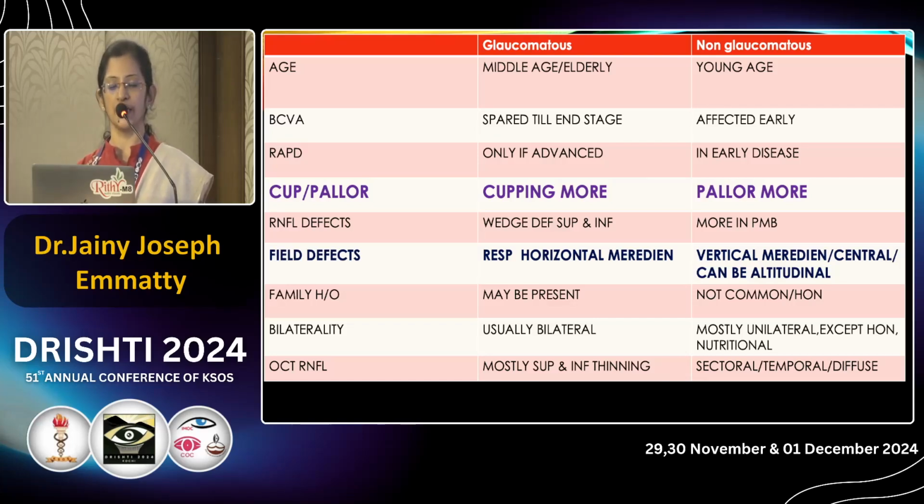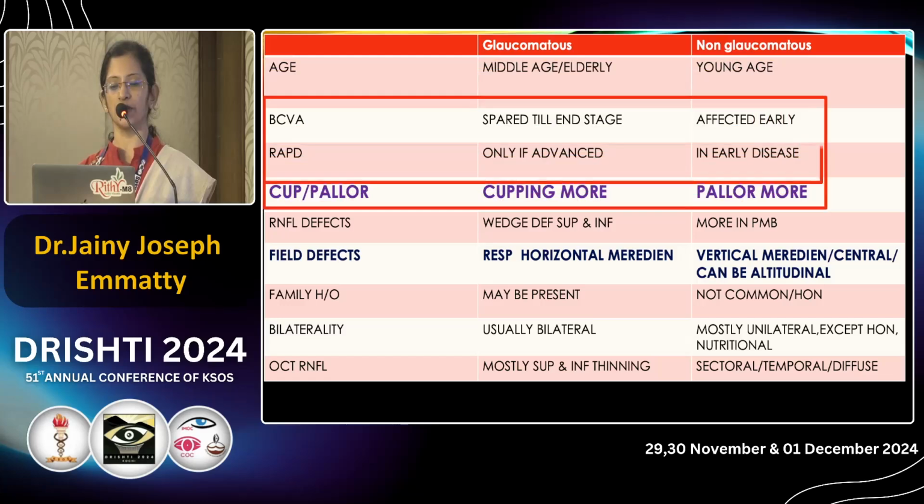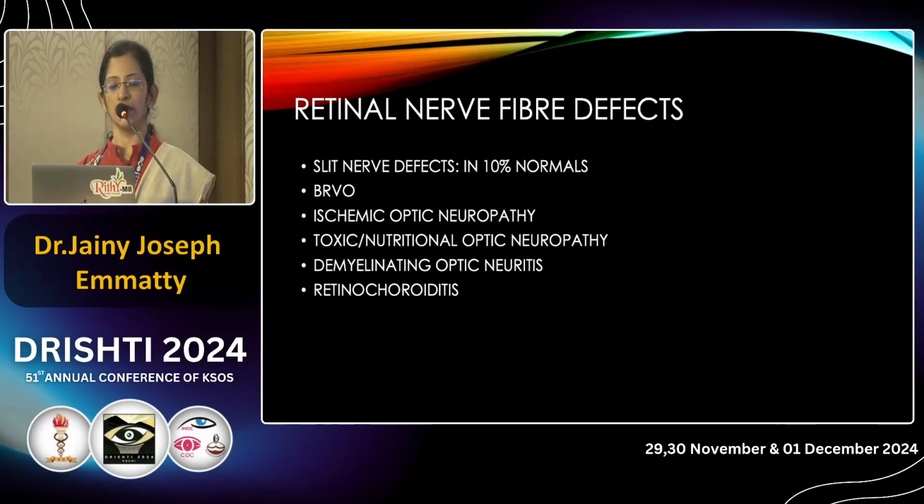nutritional cases. And the RNFL thinning is mainly seen in the temporal RNFL, which is more prominent in non-glaucomatous conditions than the typical superior and inferior thinning in glaucomatous patients. So those points are important to differentiate both. The retinal nerve fiber layer defects are similarly seen in the ischemic, toxic, and demyelinating causes also, which can mimic glaucoma.